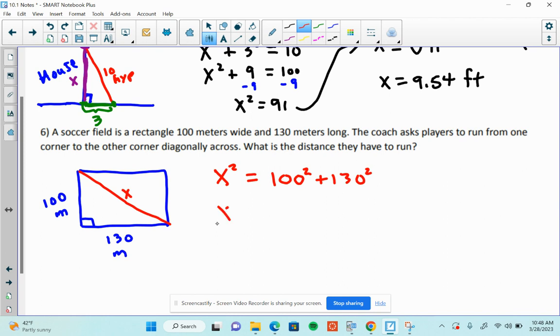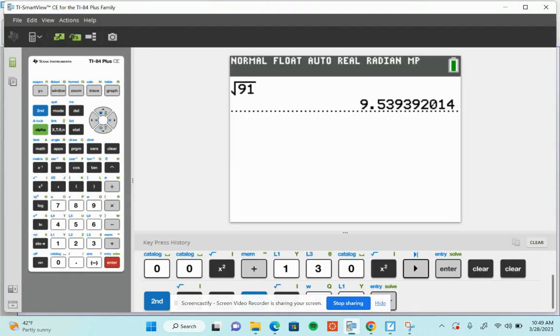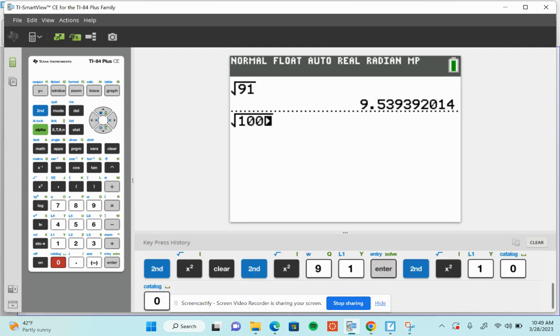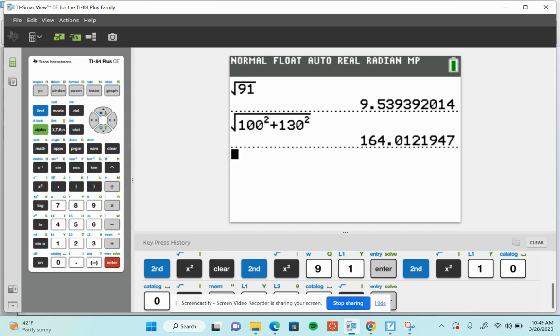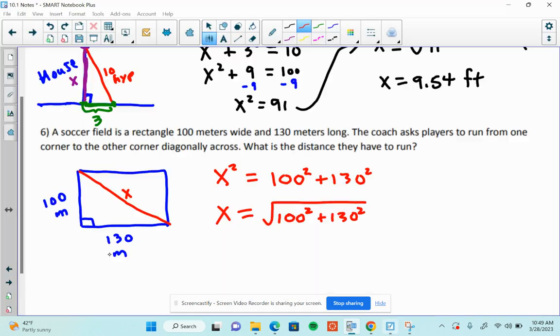Now, actually, I think what I'm going to do is make the calculator do all this because I'm going to come up with a decimal answer anyway. So I'm just going to do this calculation and let the calculator do all of it. All right, so let me show you what I mean here. So I'm going to grab the calculator. We do second function square root. I'm going to do 100 squared plus 130 squared. And then I'm going to push enter, and the calculator can do all the computations all at once. So 164.01.